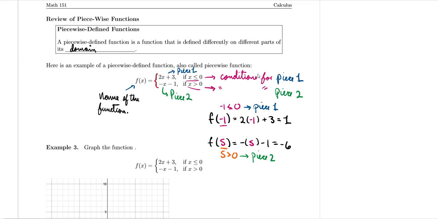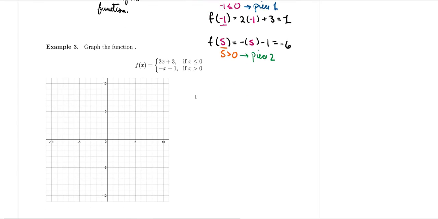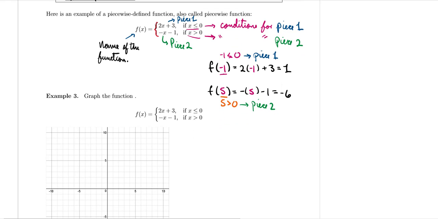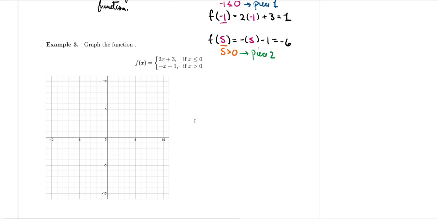Okay, and piecewise functions are very important. They do have a lot of uses. Just to make sure that we all know what they are and how to interpret them. Okay, now let's take a look at the piecewise function here, and let's graph it and see what the graph looks like. So again, we have the function f of x is 2x plus 3 if x is less than or equal to 0, or f of x is -x minus 1 if x is greater than 0.